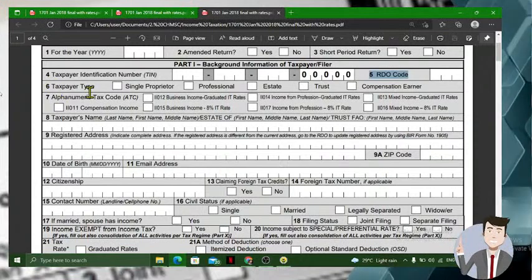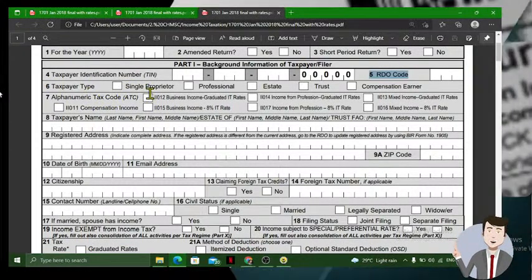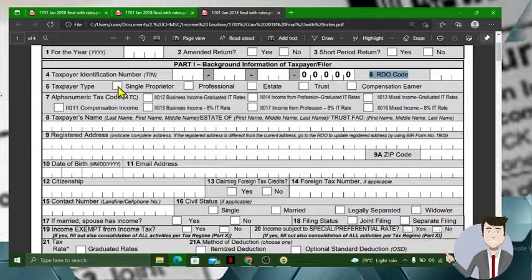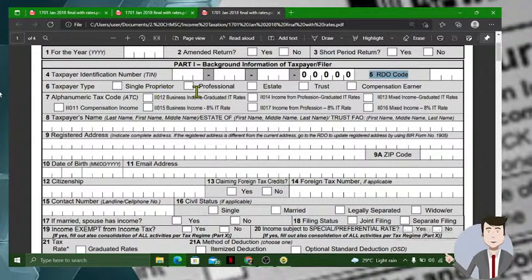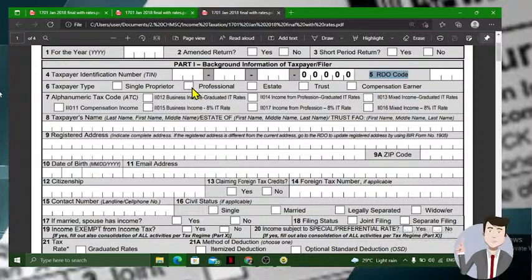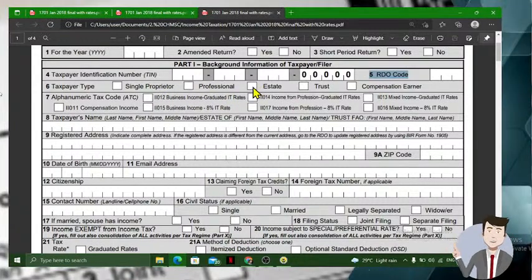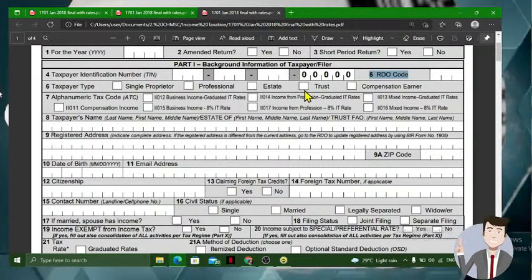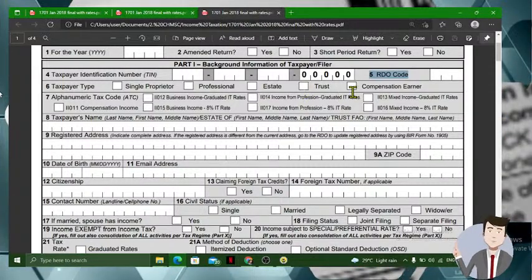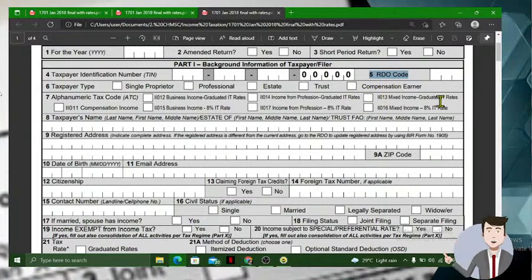Number 6, tax type. Okay? So you have to indicate what is the type of taxpayer filing. If it is single proprietor, if you are practicing a profession, if this is an estate or the income of the estate or a trust, so you have to indicate. Then, if it is a compensation earner.